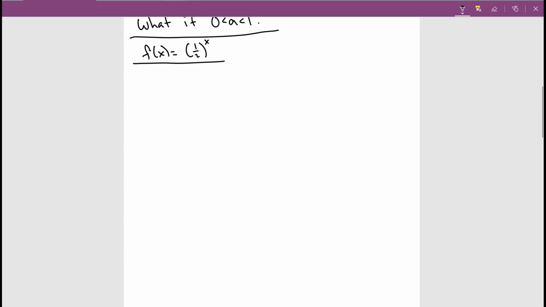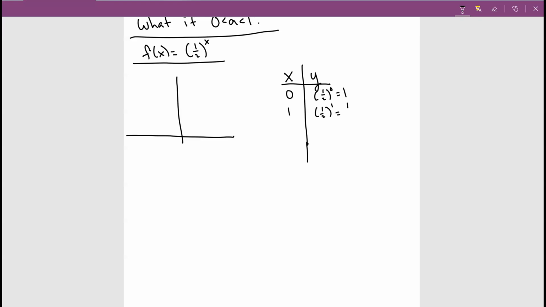Well, let's do the same thing. I'm going to try to graph this. I'm going to plug in values for x to figure out what y is. Let's first plug in 0. That's just going to give me 1/2 to the 0 power, which gives me 1. I'm going to plug in 1. This is going to give me 1/2. Let me plug in 2. 1/2 squared gives me 1/4. Let me plug in 3. 1/2 to the 3rd power gives me 1/8.